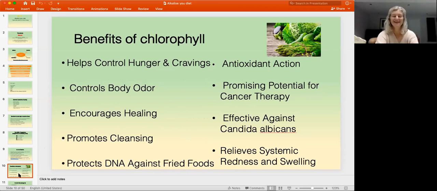Oh yes, and on this slide, as you can see, it just shows you some of the really great benefits of having chlorophyll. And obviously when you're having your green veg, you're getting chlorophyll, but when you're having the liquid chlorophyll, you're going to get a really concentrated amount of it. So those are just some of the benefits for you to see.